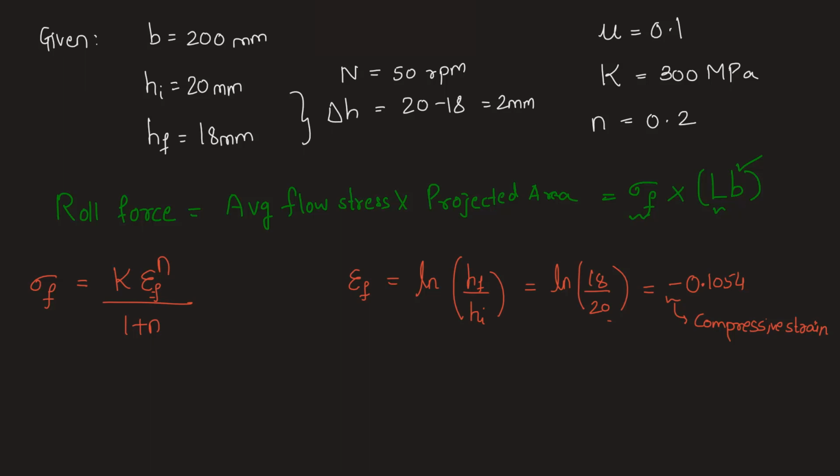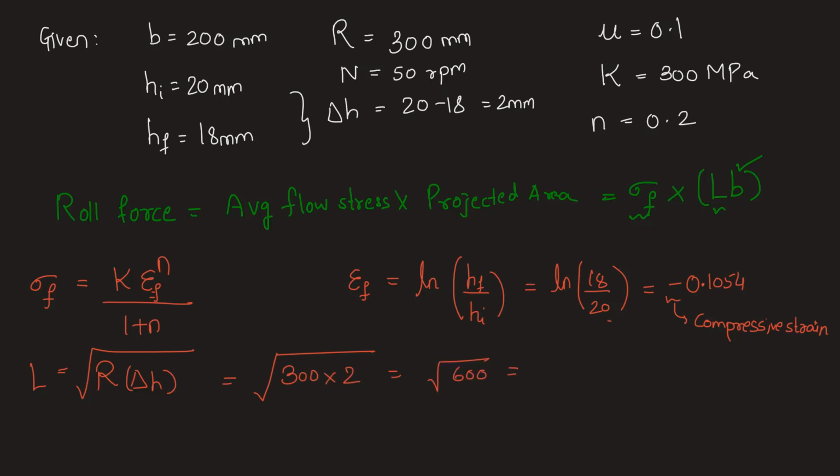Next thing we need to find is L, the projected length. Projected length L is given as under root of roll radius R into delta H. Both these things are already mentioned. We have under root of roll radius 300 into delta H 2. So we have root 600. This is 24.495. Let's put both of these values and find out the roll force.